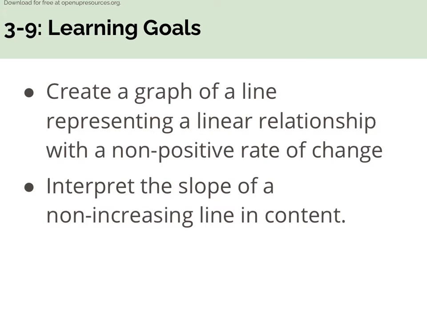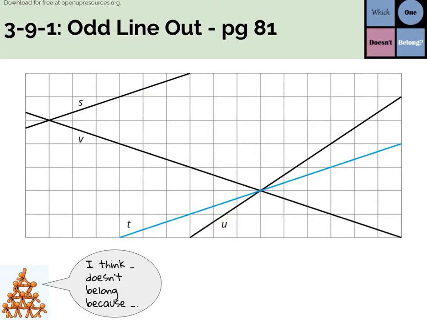So our goals for today are to be able to create a graph of a line representing a linear relationship with a non-positive rate of change, and also be able to interpret the slope of the non-increasing line in context. You should be able to do that by the end of today. Go ahead and turn to page 81.